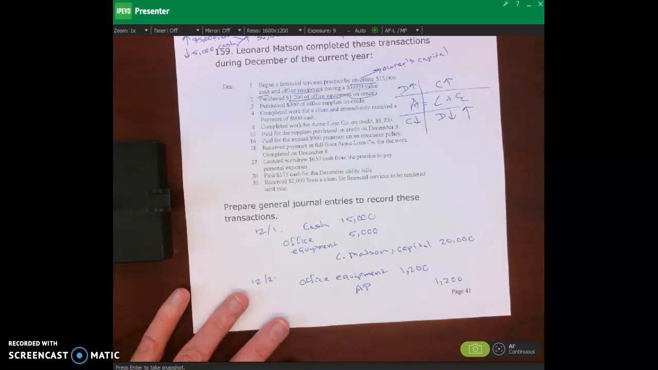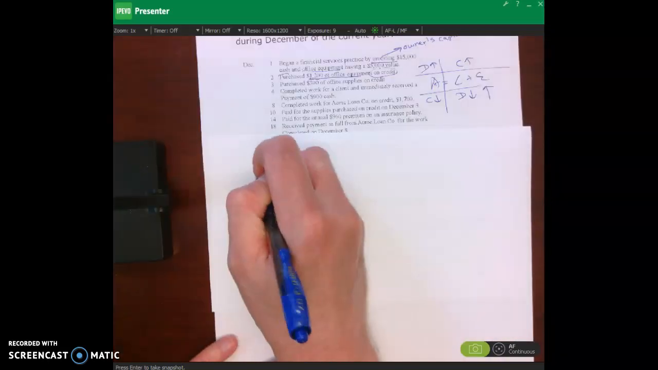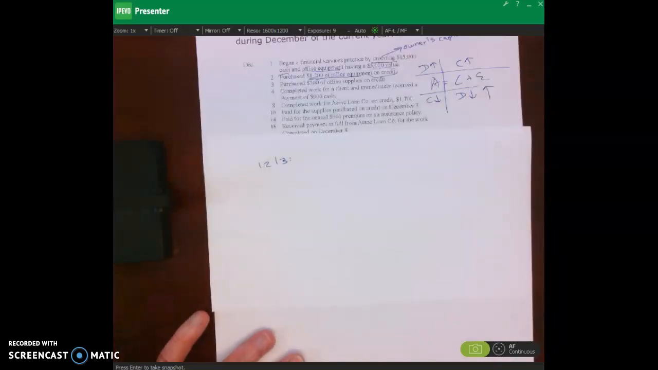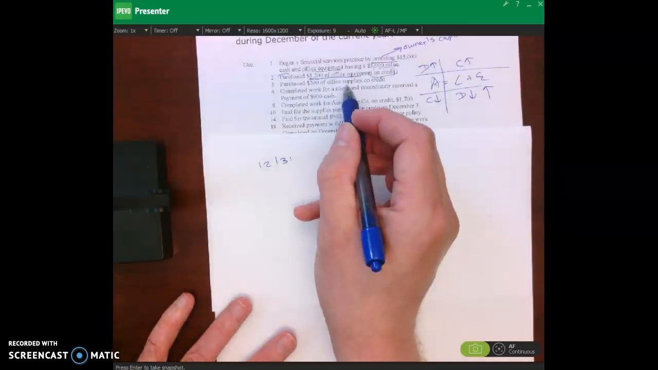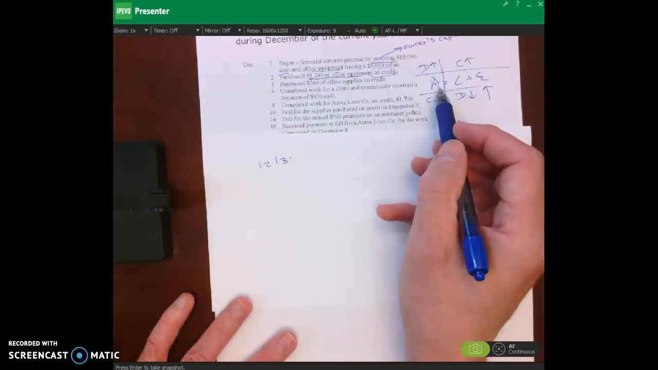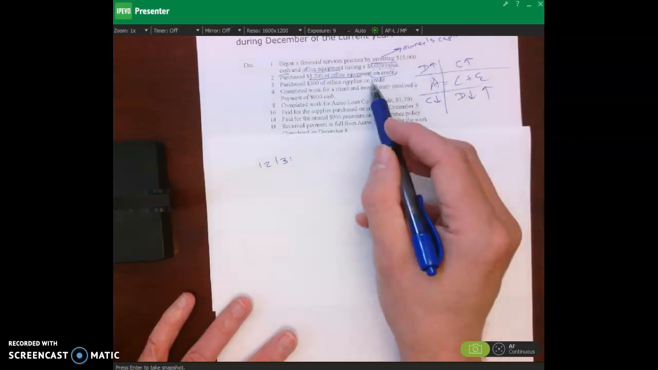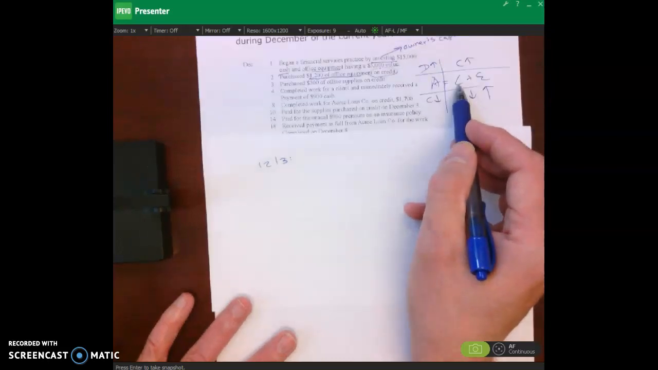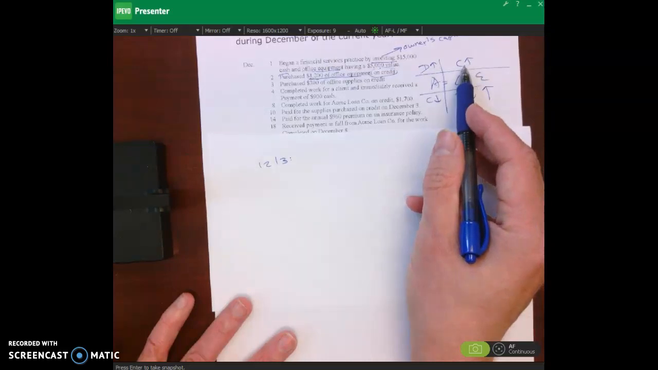Okay? I'll come over here and get a new sheet of paper. So on 12.3, it says we purchased $300 worth of office supplies on credit. Well, where do we put supplies? It's an asset. Assets are going up. I recognize that with the debit. The same term over here, on credit, means accounts payable, which is a liability. My liabilities are going up.